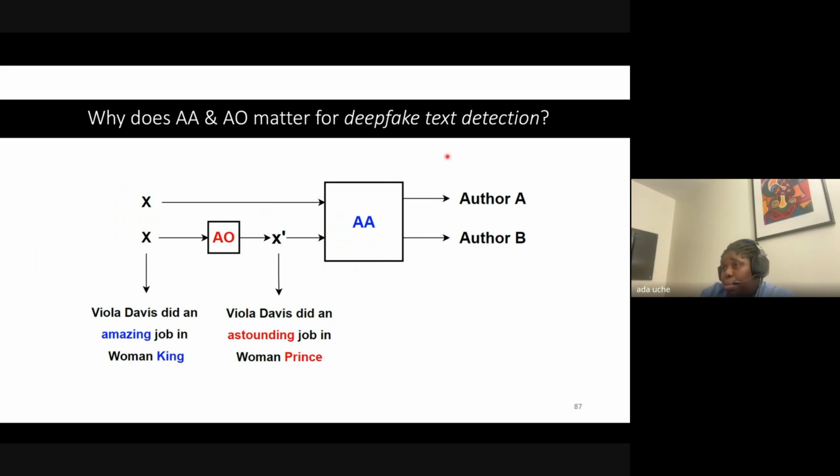So why does this matter? It matters because say you have a piece of text: Viola Davis did an amazing job in Woman King. I think you should watch it if you have a chance. You pass it through an authorship obfuscator, and then you get: Viola Davis did an outstanding job in the Woman Prince. We find that you can change the authorship of the written text. So it doesn't serve us well that we have all these different authorship attribution techniques that help in different scenarios, when there's enough data, when there's not enough data, but they are not robust to adversarial perturbations like authorship obfuscation techniques.